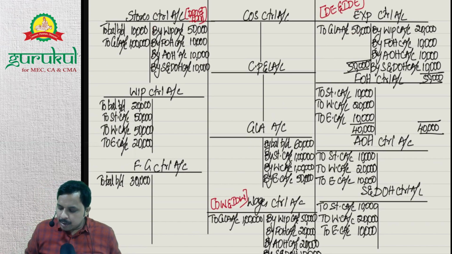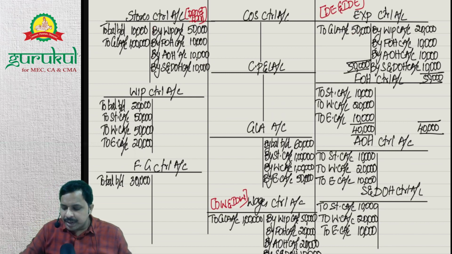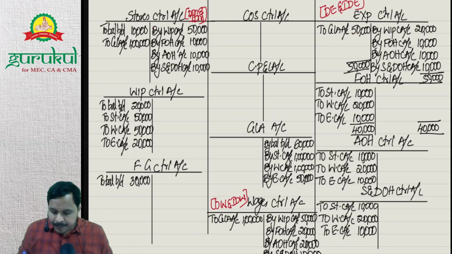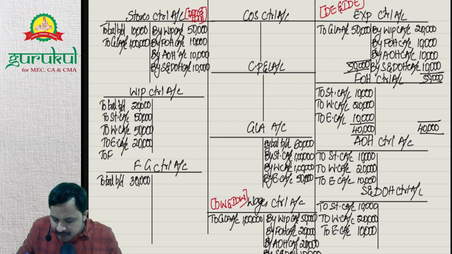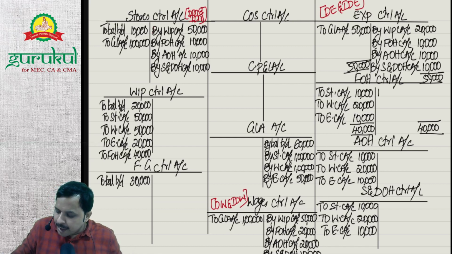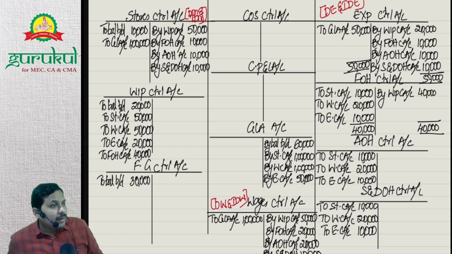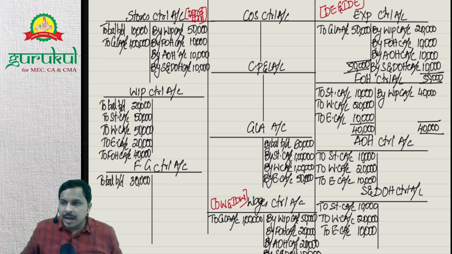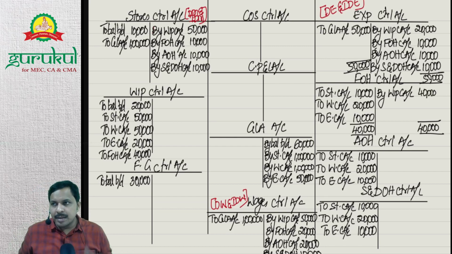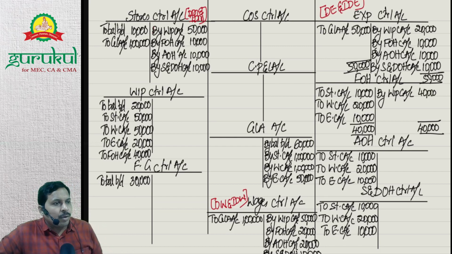Now, factory overhead absorbed means from factory overheads transfer to work in progress. Now, what will be your entry? Work in progress control account debit to factory overheads control account. Let us write 40,000. In factory we write, by work in progress control account 40,000. This entry is for factory overheads recovered or absorbed. Right, that 16th entry, factory overheads absorbed.